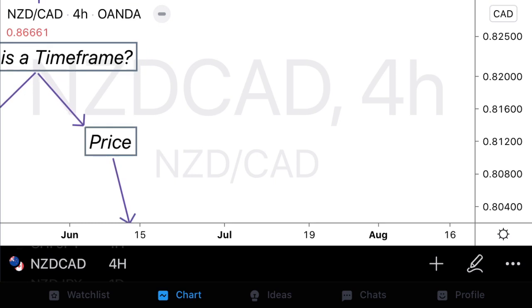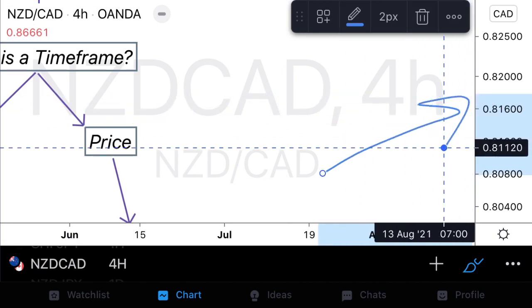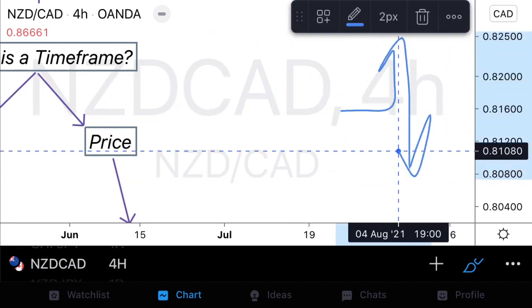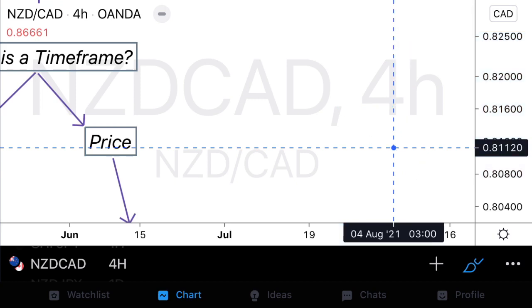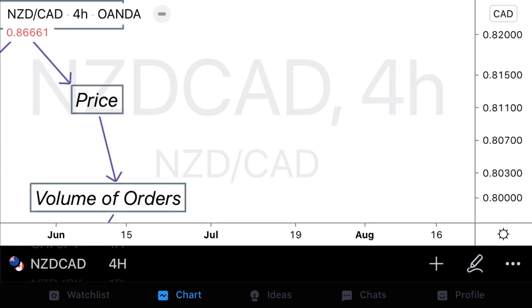Now, what moves price? We need to ask ourselves, what actually moves price? What makes price change and go either up or go down? We need to ask ourselves that question. And the only thing that moves price on a price chart is the volume of orders.